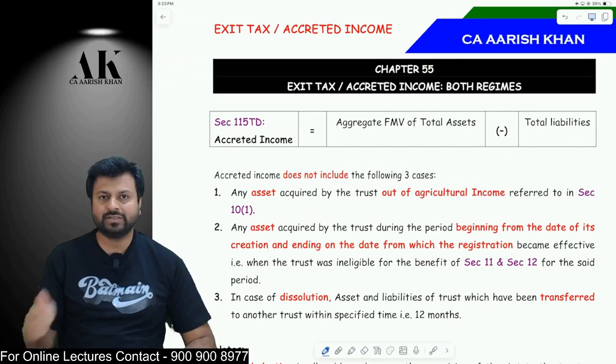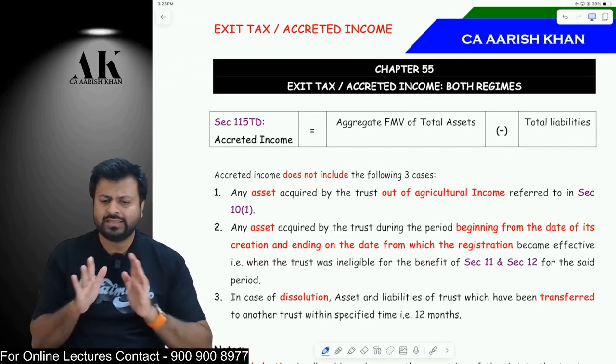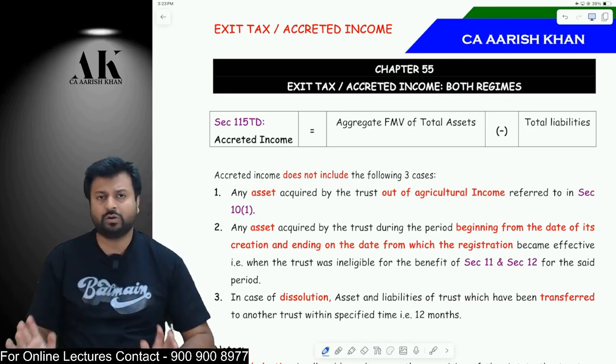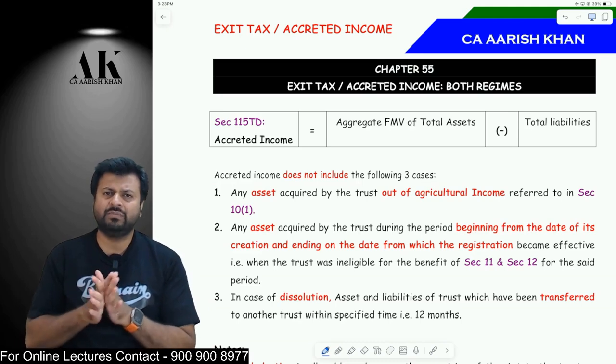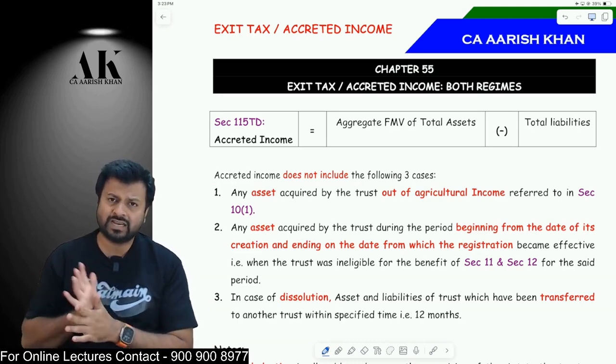Now, the next chapter, which is a continuation of taxation of trust only, that is the reason we are dealing with it in this chapter only. That is exit tax or accredited income. So what is exit tax and accredited income? What purpose does it exactly serve to all of us?